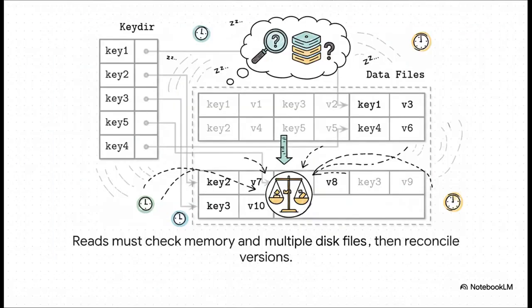Okay, so think about this. To find the latest version of just one piece of data, a read operation has to do a whole lot of work. First, it's got to check that in-memory memtable. If it's not there, okay, now it has to go searching through all those different sorted files on disk, from the newest to the oldest, because an updated version could be in any one of them. This whole process of checking a bunch of different places, that's read amplification. And it means that simple reads can be way more complicated and potentially slower than in a B-tree.